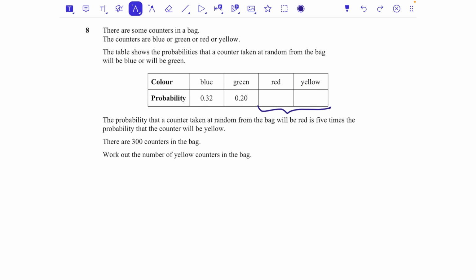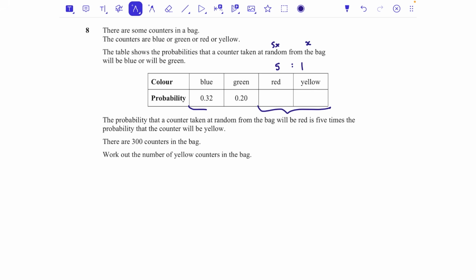The probability that a counter taken at random from the bag will be red is 5 times the probability the counter will be yellow. So there's a couple of different ways you could do this. You could say that they're in the ratio 5 to 1, or you could call it 5x and x. Either way, you're going to get the same answer there.